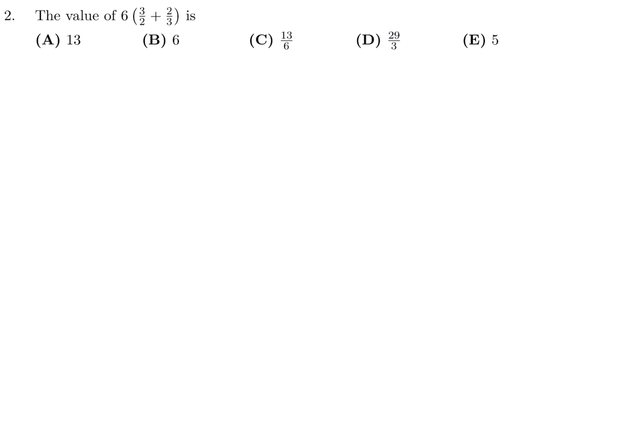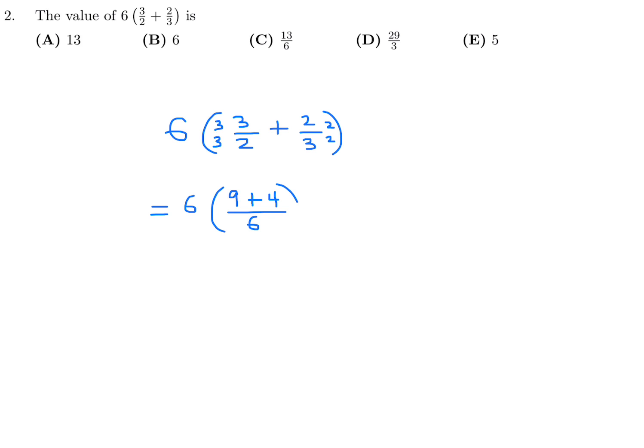The value of 6 times 3 over 2 plus 2 over 3 is... 3 over 2 plus 2 over 3. All right, add this fraction, get a common denominator, top and bottom 3, top and bottom 2. So we got 9 plus 4 over 6 multiplied by 6.